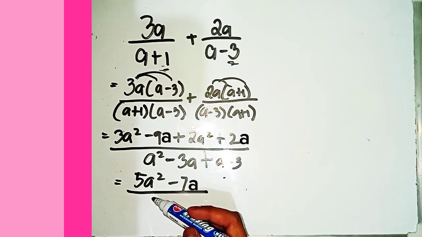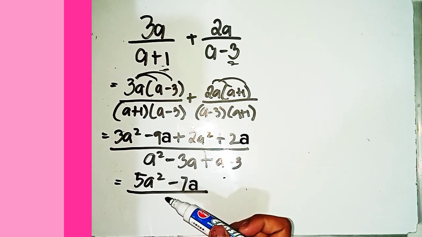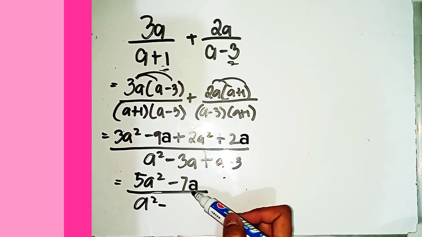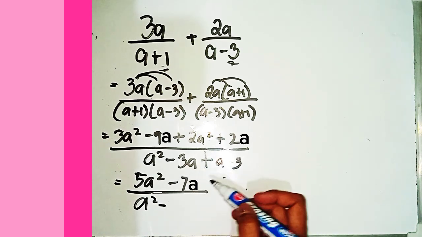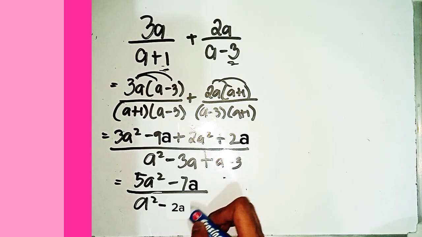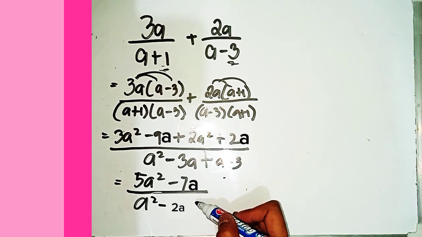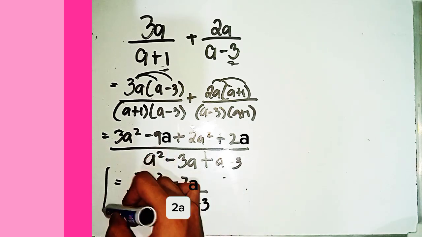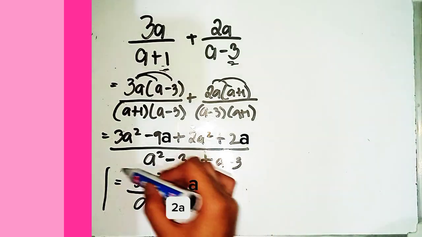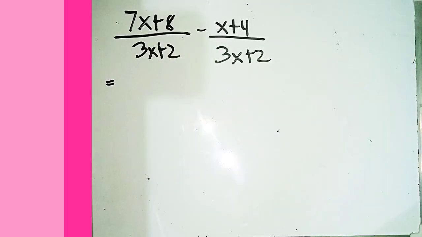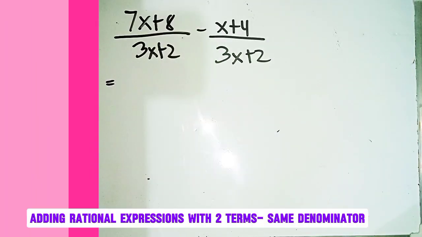So a squared minus 2a minus 3. Okay, so now that would be our final answer. Let's move on to our fifth example.